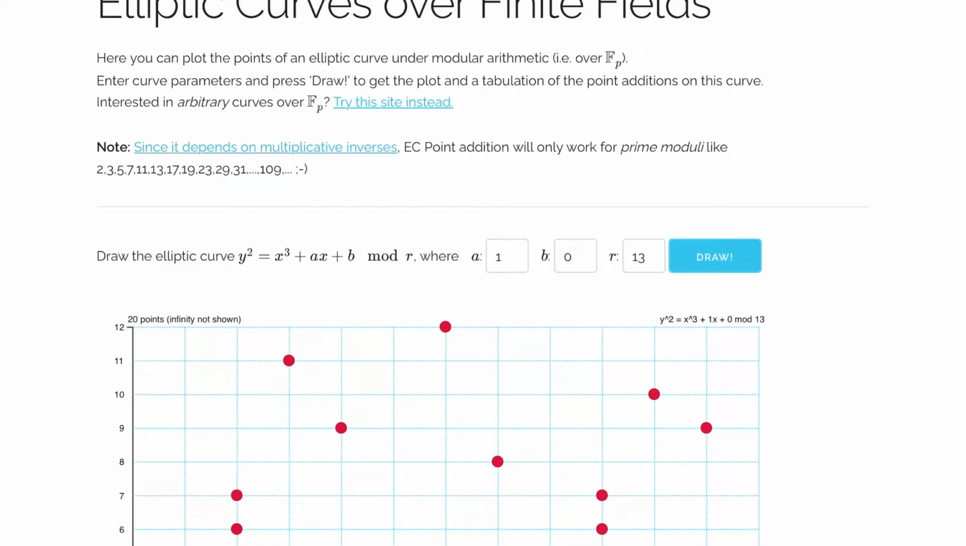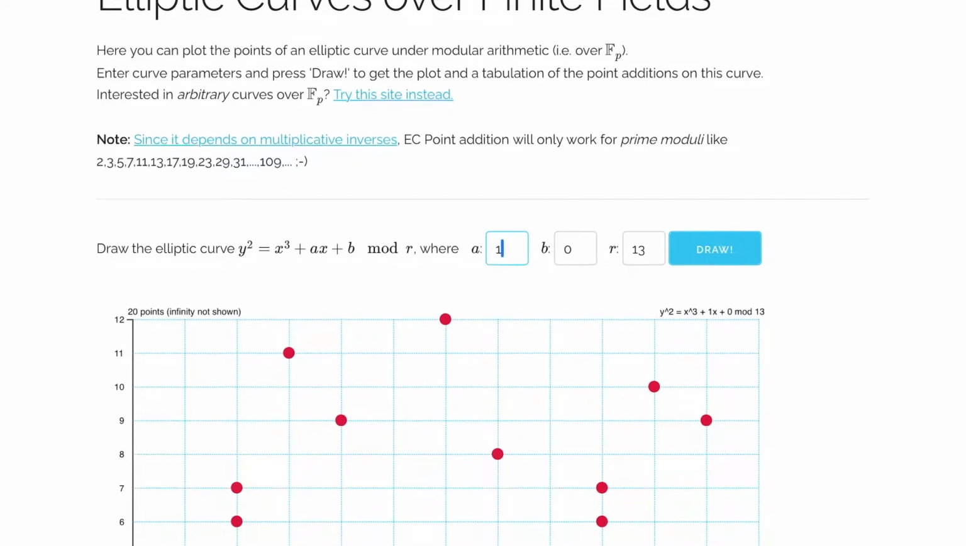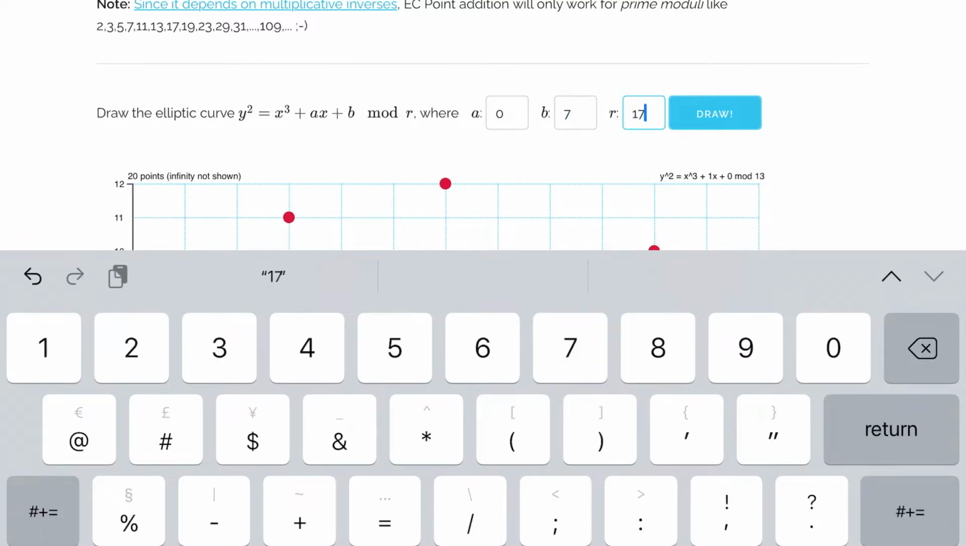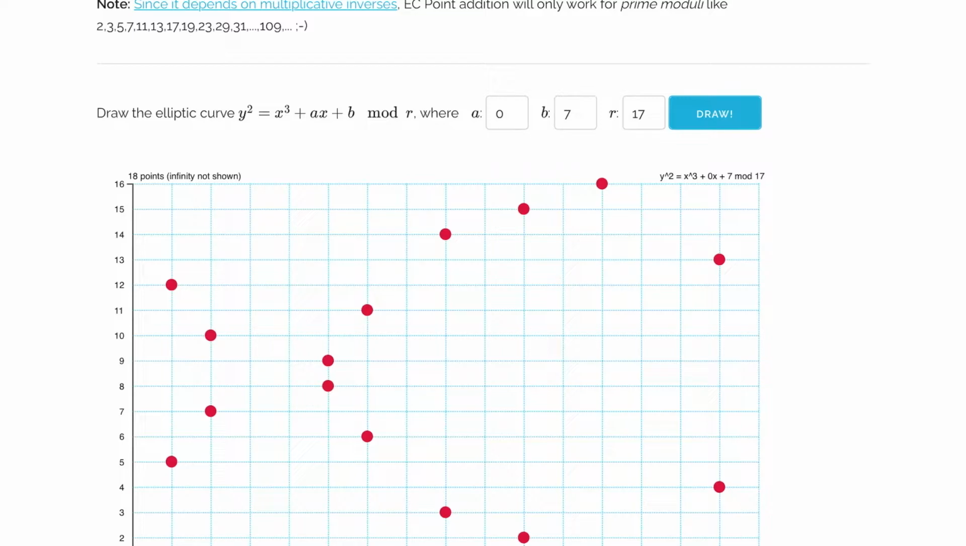To use this calculator, you have to provide it the values of a, b, and p. Here p is the prime number. So in this exercise, we have a equal to 0, our b value is 7, and our prime number is 17. After plugging in these values, we click draw, and this shows us the resultant finite field. Again, we have 18 points here, which also includes the infinity point. Technically, the plotted points are only 17 points, and the 18th point is the infinity point.